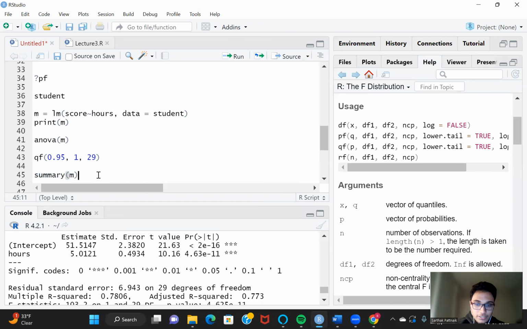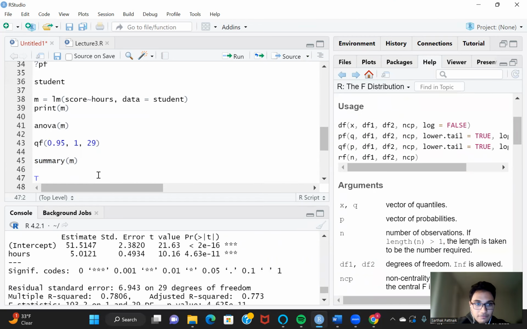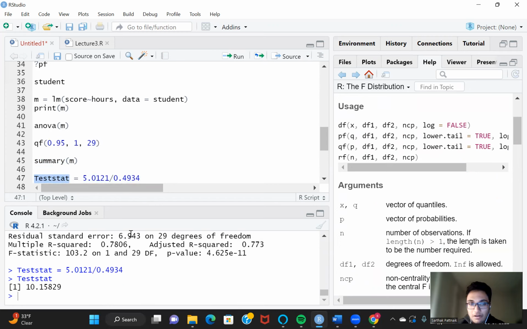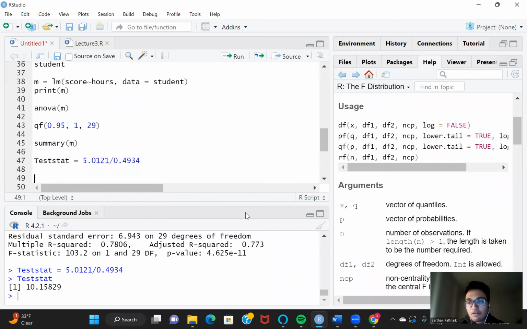So let us do that calculation over here. The test statistic value, test stat, is going to be equal to 5.0121 divided by 0.4934. Now if you print this, this comes out to be 10.15. Now this 10.15 we need to compare with our critical t value. We are doing this test at 0.05 alpha level or 95% confidence level.